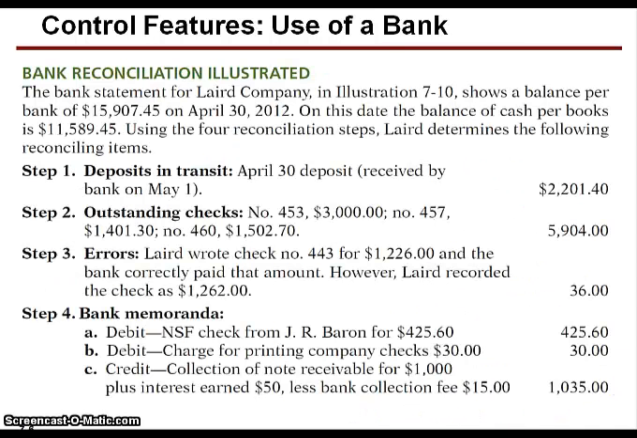All right, let's look at this example. Laird Company shows a balance per the books of $15,907.45.